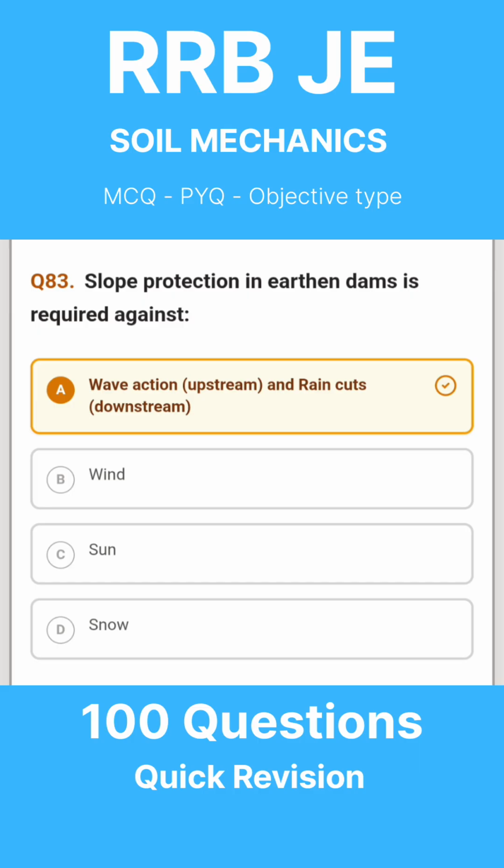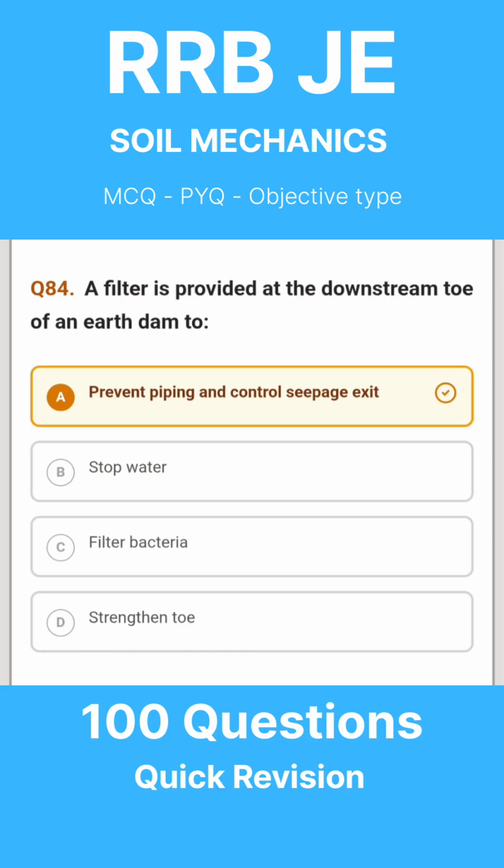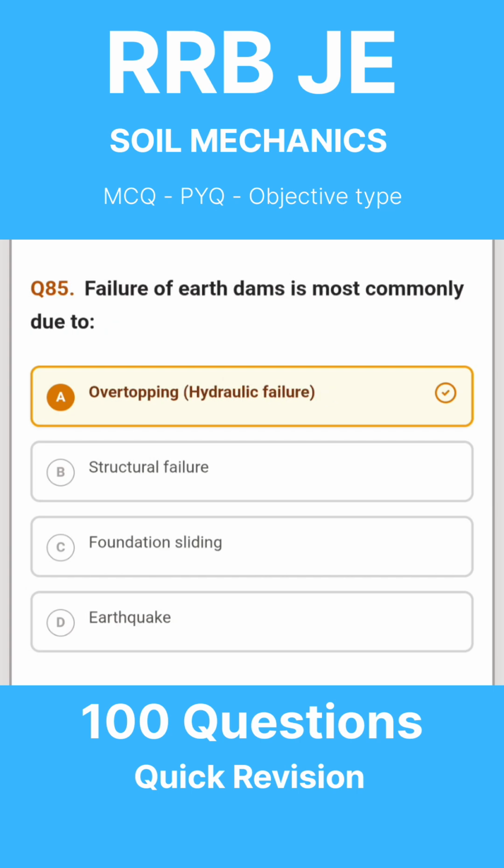Question 83. Slope protection in earthen dams is required against? The correct answer is wave action upstream and rain cuts downstream. Question 84. A filter is provided at the downstream toe of an earth dam to? The correct answer is prevent piping and control seepage exit. Question 85. Failure of earth dams is most commonly due to? The correct answer is overtopping, hydraulic failure.